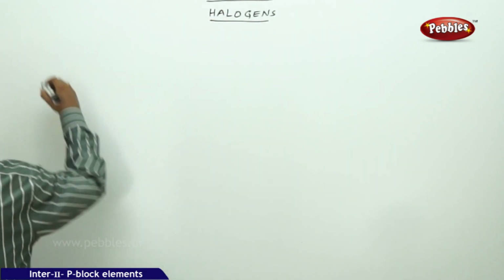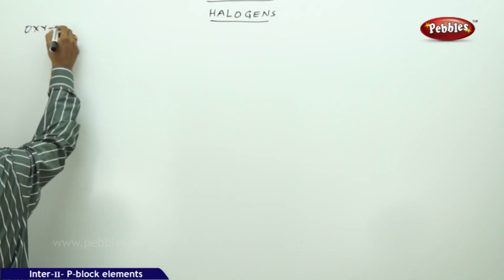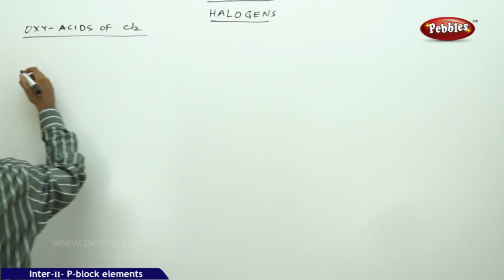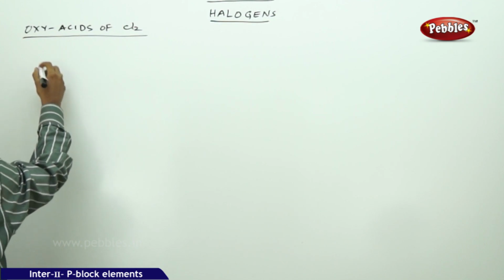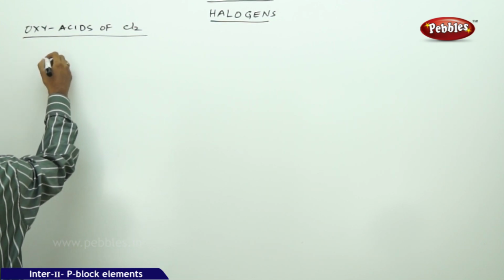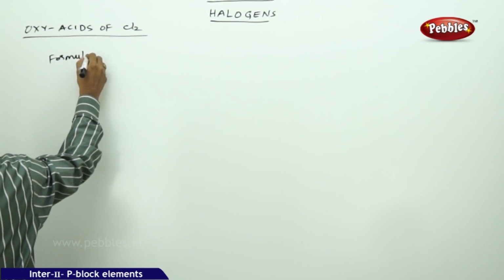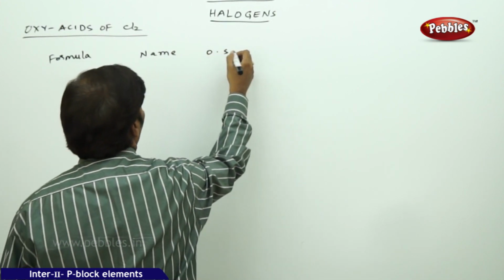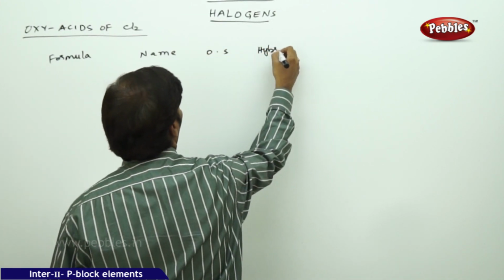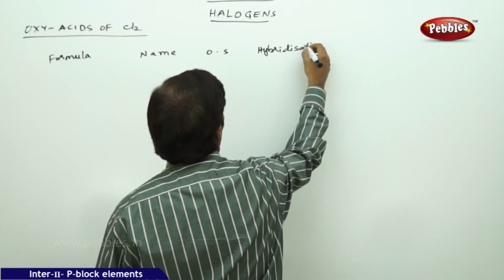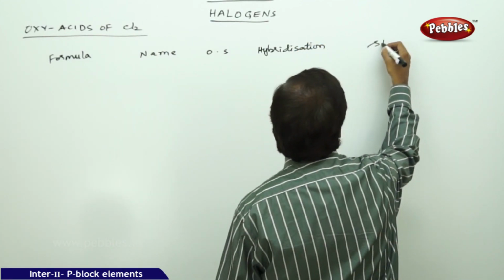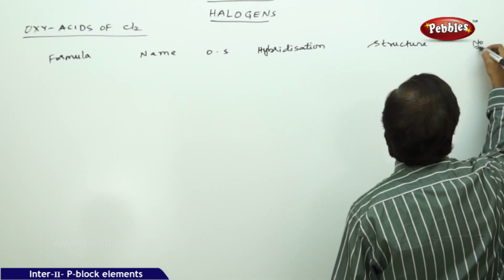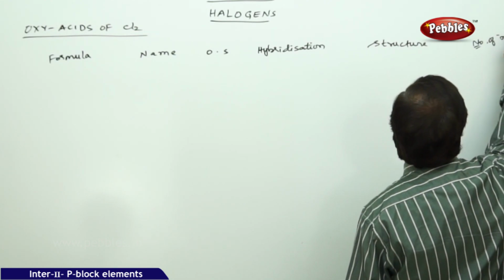The next part of the discussion is the oxyacids of chlorine. We have 4 important oxyacids. We will look at the formula, name, oxidation state, hybridization, then structure, then the number of sigma and pi bonds.